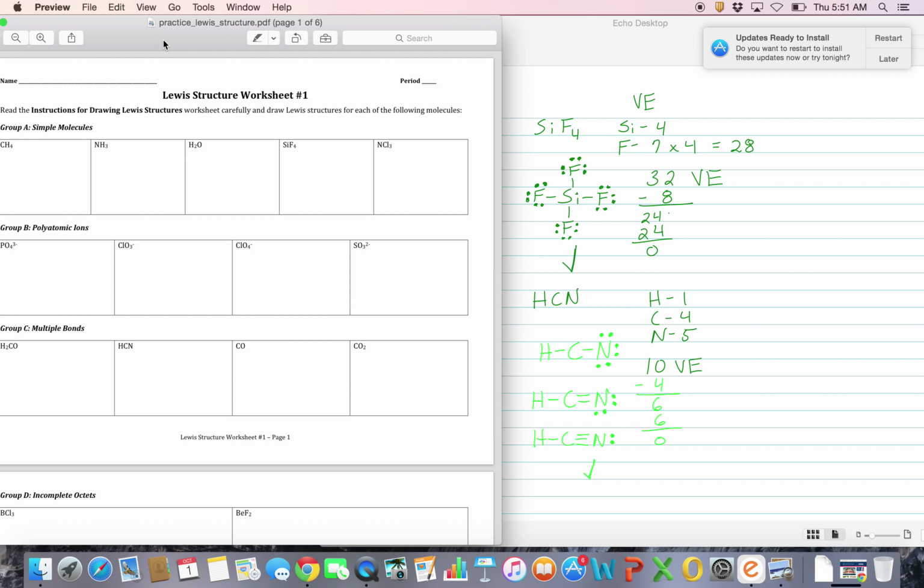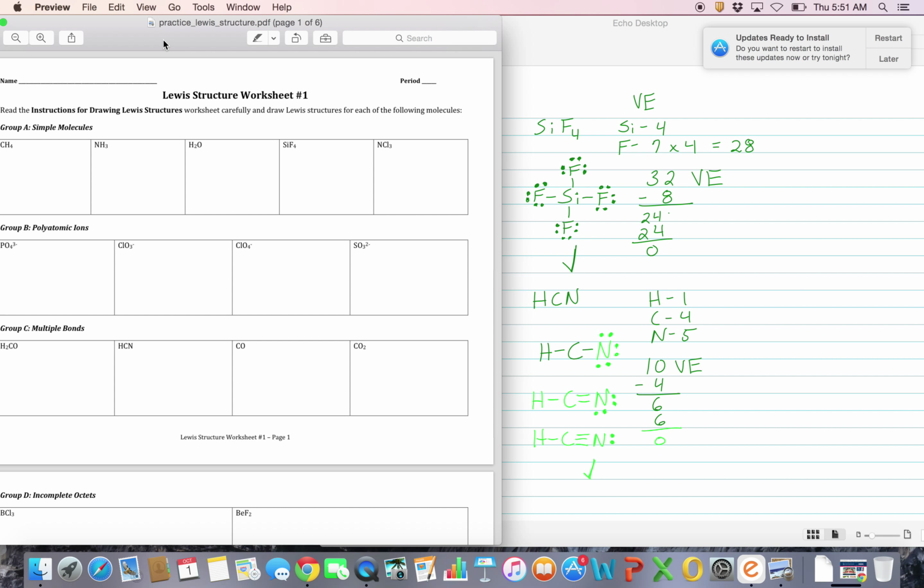valence electrons. All right, we determine the central atom. We know carbon likes to be in the middle of everything. So carbon is our central atom, and hydrogen and nitrogen go on either side. They can go on the top and the bottom, doesn't matter. We create a single bond between each. That uses 4 valence electrons, which leaves us with 6.